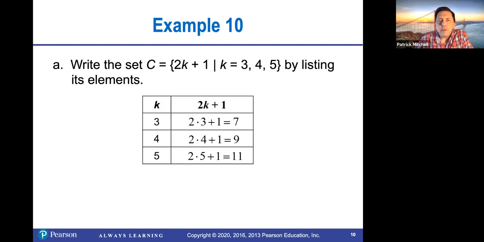If you substitute 3 for k, you get 2 times 3 plus 1, which is 7. If you substitute 4 for k, you get 2 times 4 plus 1, which is 9. And if you substitute 5 for k, you get 2 times 5 plus 1, which is 11. So this turns out to just be the set 7, 9, 11, and I'm not sure why they changed the name of it to A. I just noticed that. We'll just overlook that.